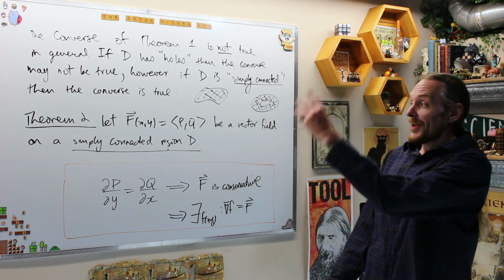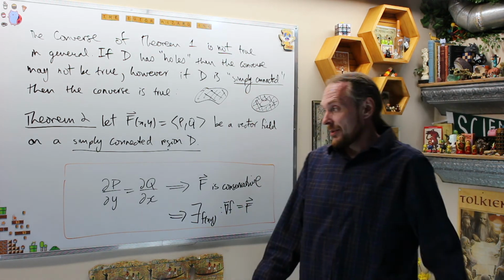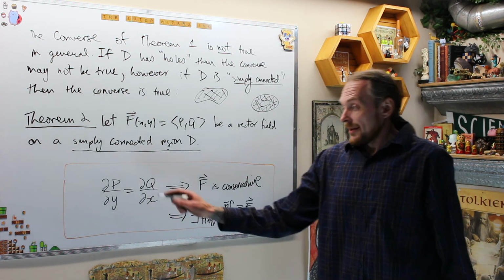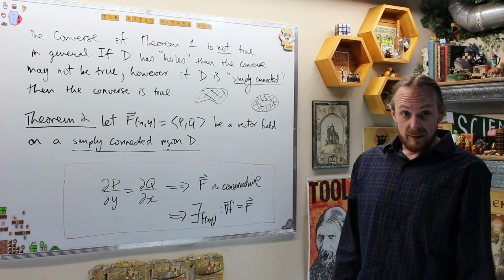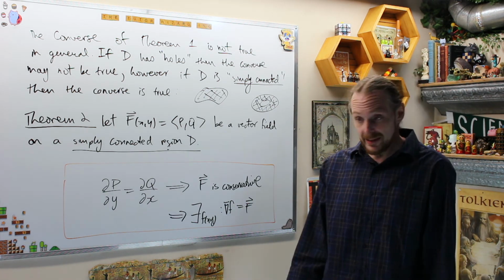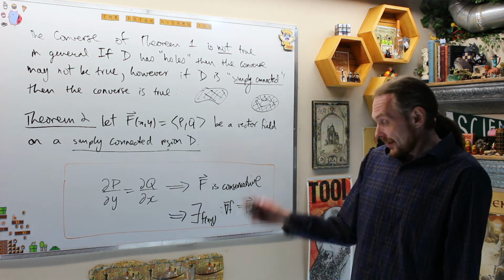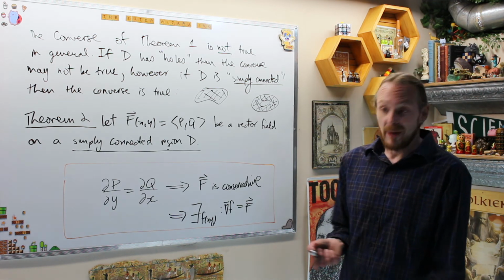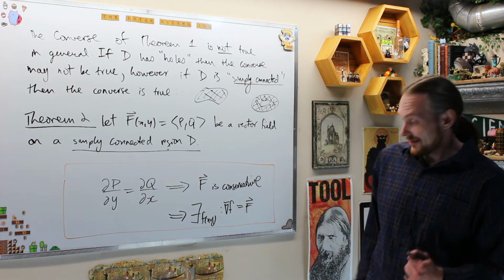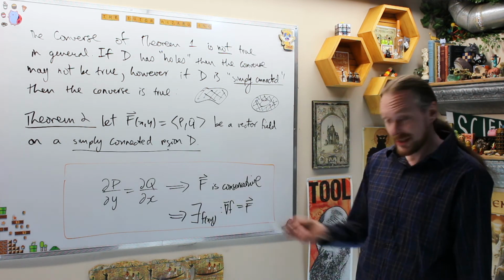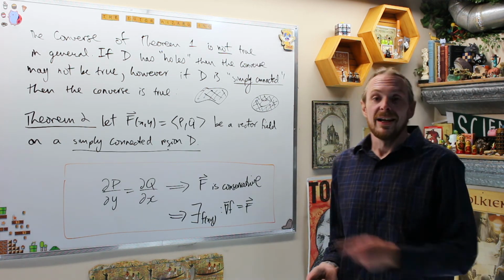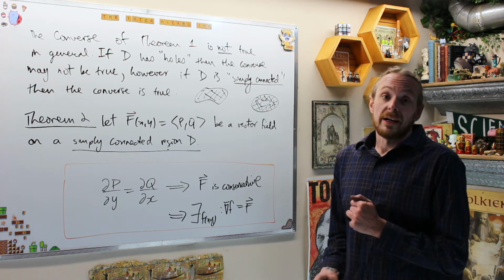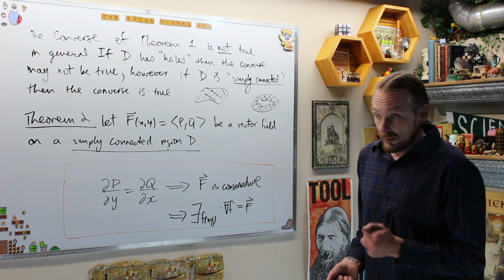Theorem 2 says if you have a simply connected region and a vector field over that, then if the partial of p with respect to y is equal to the partial of q with respect to x, then we have that f is a conservative vector field. And remember what that means. This is existence. There exists a little f of xy such that its gradient is F. And we just showed in the previous example how to actually find that one for a vector field over R2.